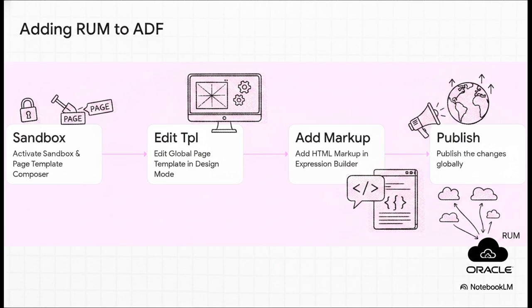From there, pop open the expression builder, paste in the APM browser agent script with your specific data key and endpoint, and hit publish. Boom. Just like that, all your legacy pages are globally reporting real user data.